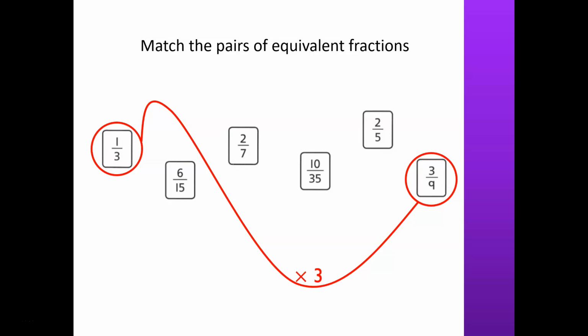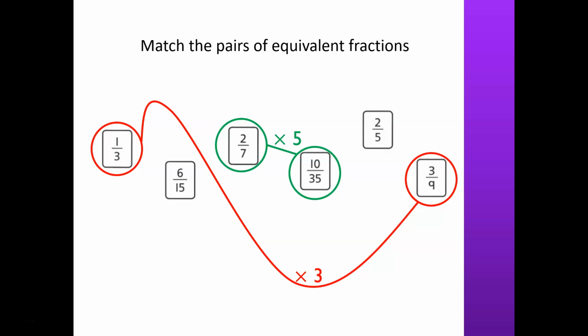The numerator 1 has been multiplied by 3, as has the denominator. 3 multiplied by 3 will equal 9, so 1/3 and 3/9 are equivalent. The next pair of equivalent fractions that I can identify are 2/7 and 10 over 35. I recognise that both the numerator and the denominator have been multiplied by 5.